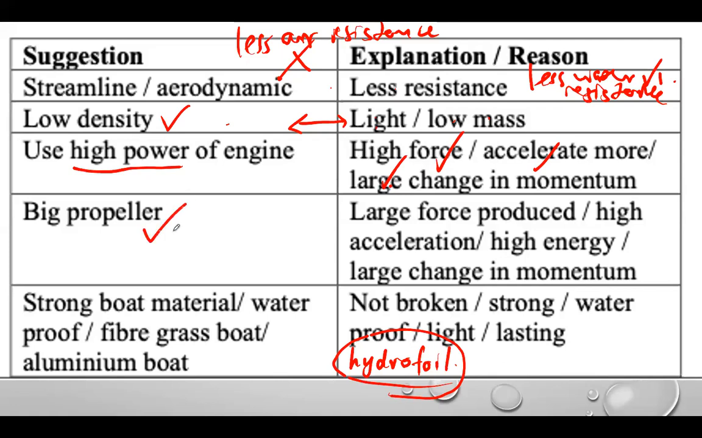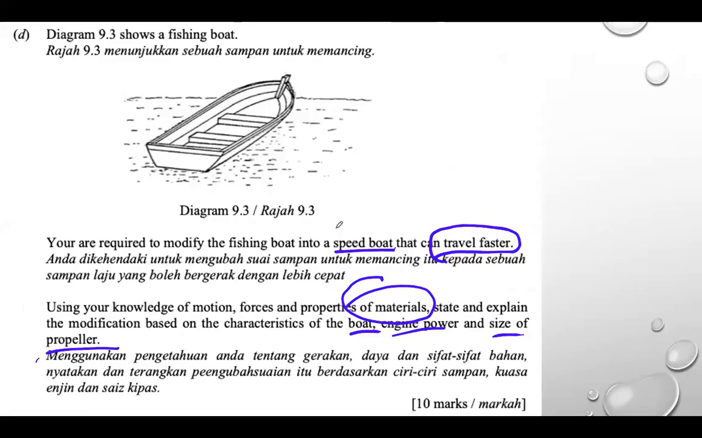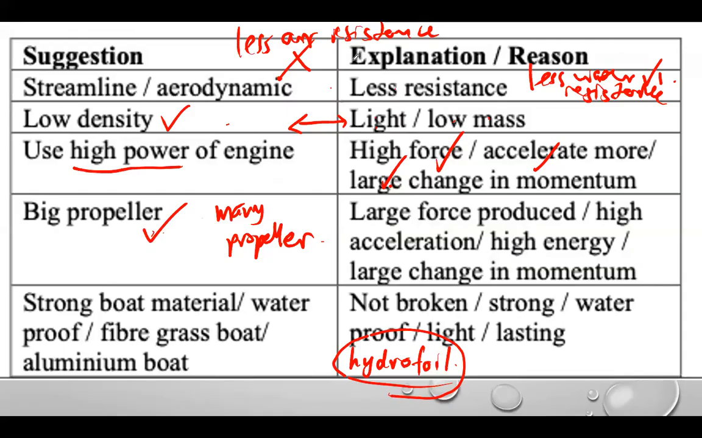Big propeller is the correct one. Ramai yang tulis many propeller. You tell me, guys, I know this is a speedboat, but this is about the same size, you know. If you put banyak-banyak propeller di sini, one propeller over here, one propeller over here, one propeller over here, you have such a small boat with so many propellers, also no point. You should have big propeller. Many propellers saya tidak terima. Big propeller so that you can have large force, high acceleration, high energy, large change in momentum. Or some people also write can go faster. So can lah, saya terima.